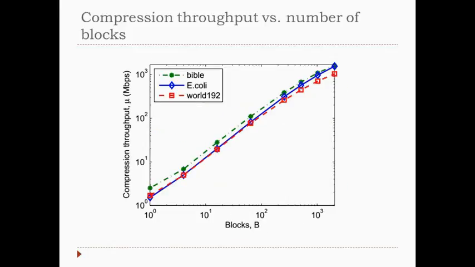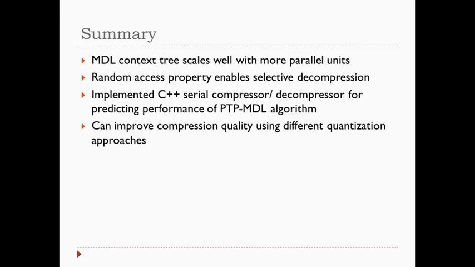Our next and final numerical result involves again on the horizontal axis the number of blocks, and the vertical axis now shows the compression throughput. The bottom line from this plot, which is on a logarithmic scale, is that there's a linear speedup in the number of blocks. So let's summarize.